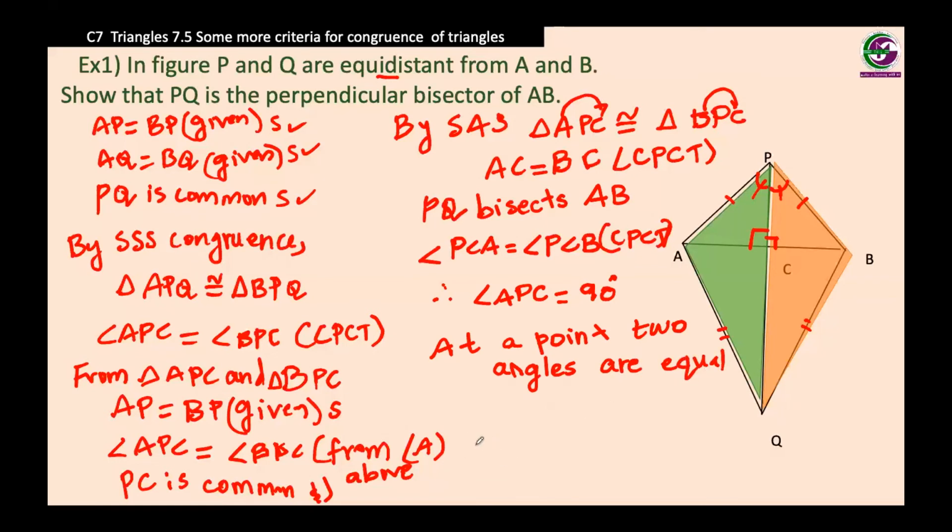So finally, we found the answer that PQ is a perpendicular bisector, because first we have proved it is a bisector. Now we proved it is perpendicular. So together we can say it is the perpendicular bisector of AB.